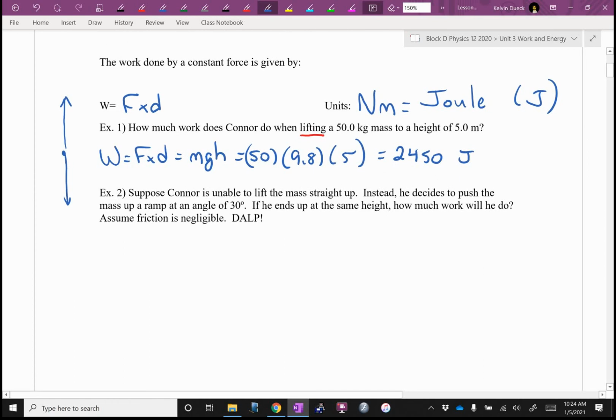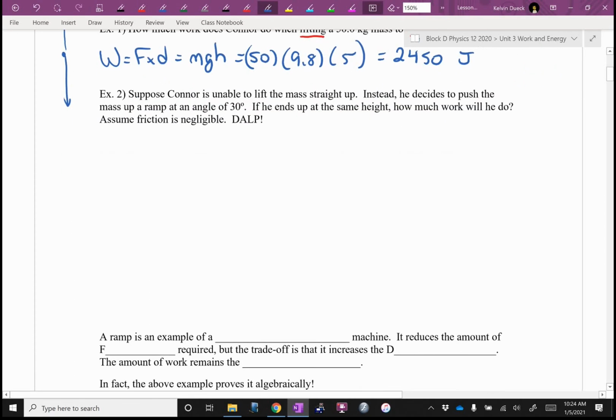Suppose Connor is unable to lift the mass straight up. Instead, he decides to push the mass up a ramp at an angle of 30 degrees. If he ends up at the same height, how much work will he do? Let's assume we're going to ignore friction. So here's our ramp.